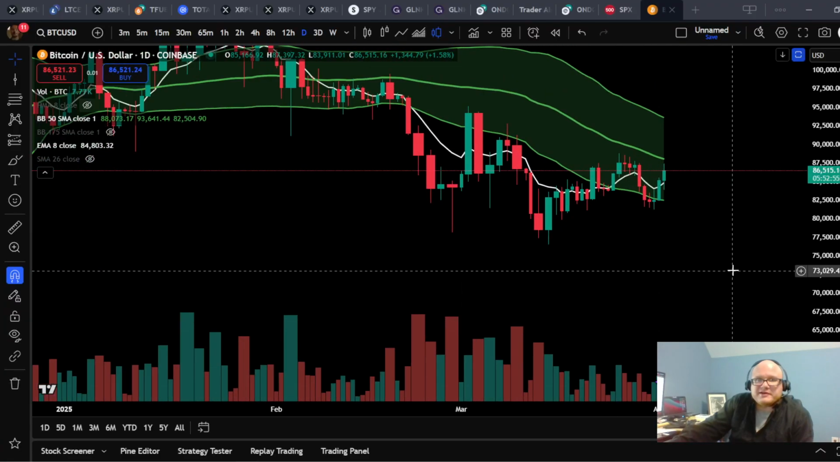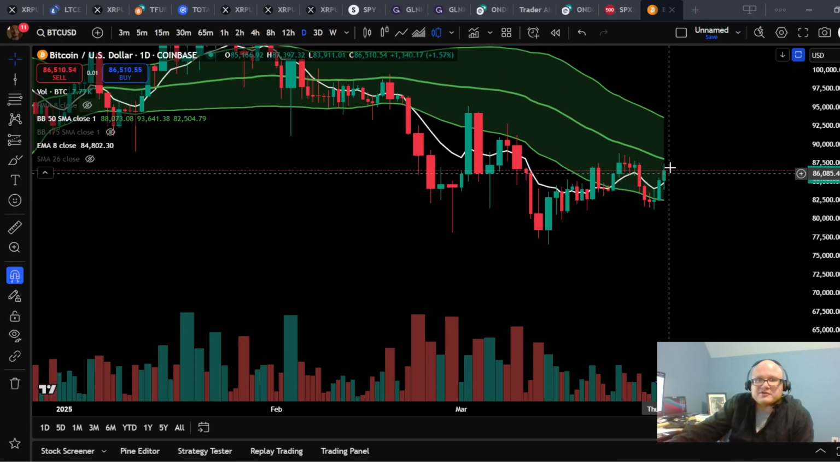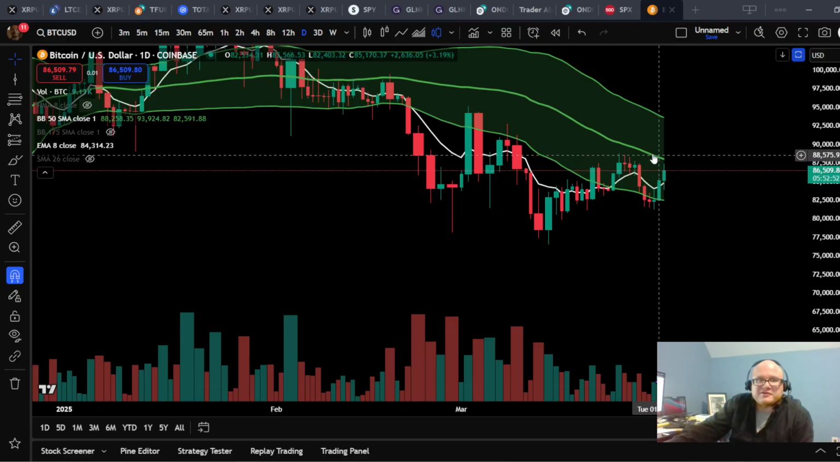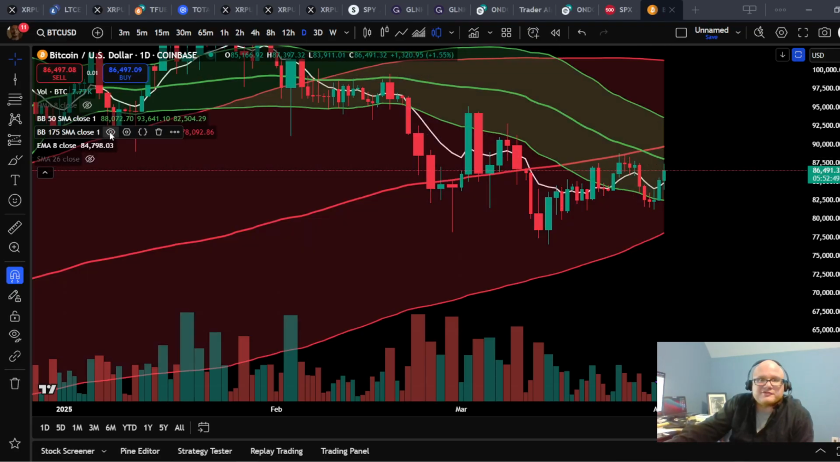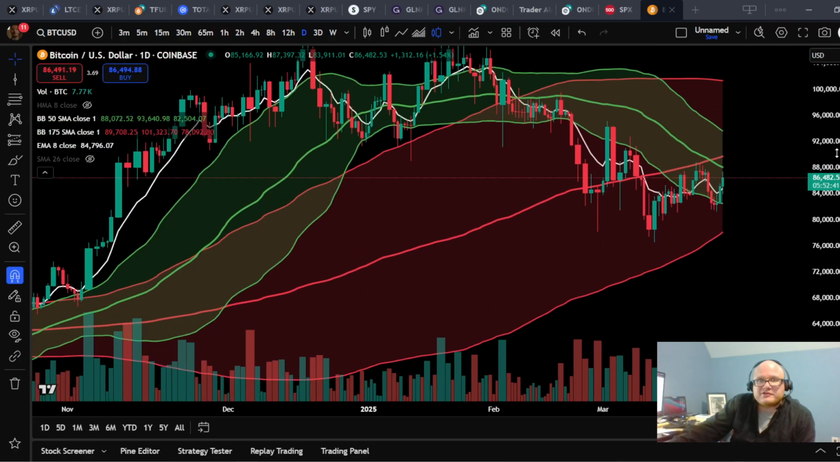Today we have a green day, so we have the green candle starting to bounce up, but we're still underneath the 50 period moving average, so I'm not even interested in getting in there. The 50 crossed below the 175, so we're still in a bearish downtrend in my opinion.